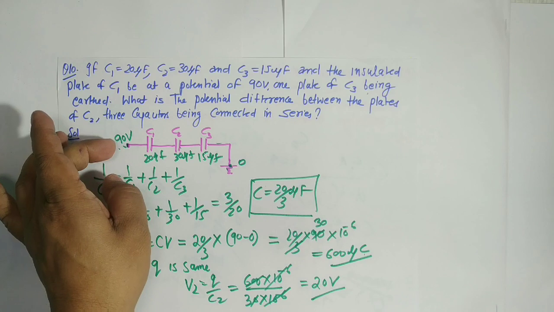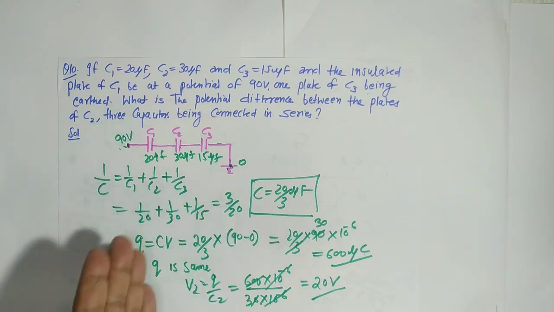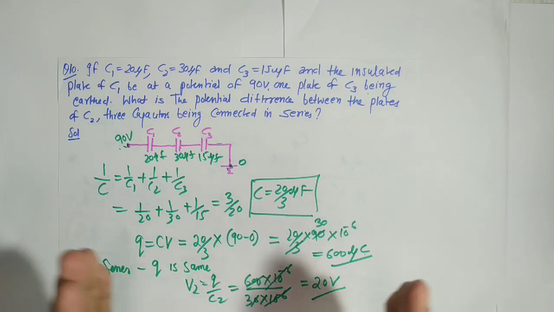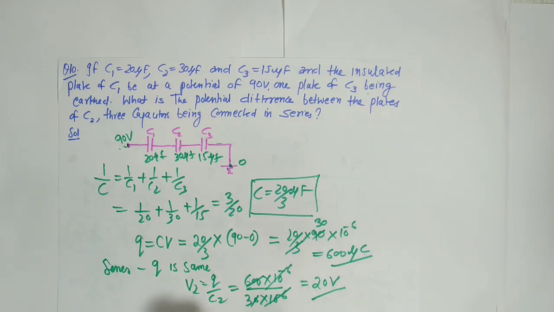All three were in series. One end was earthed and the other was at 90. You calculated the net C, then net charge, and then the charge is same in series. So you can get the potential difference. So this way we can finish all these numericals.